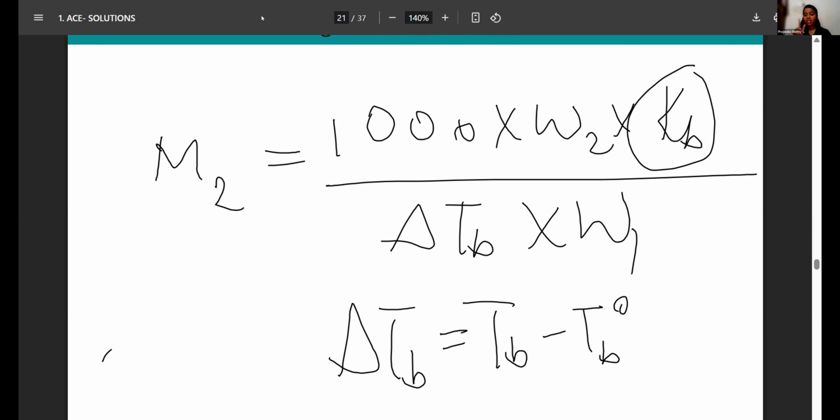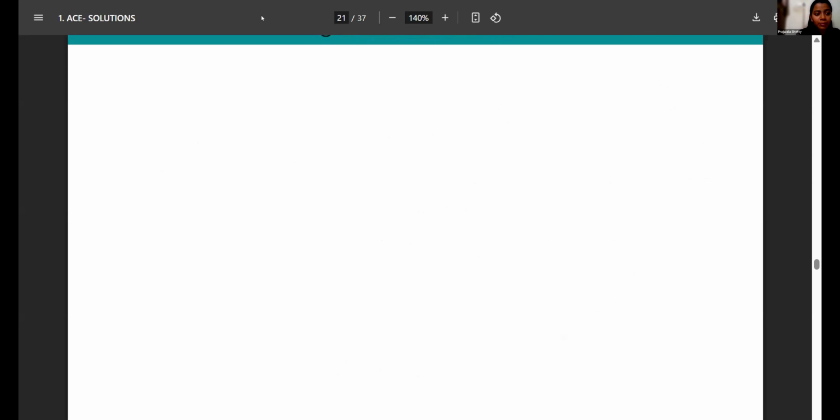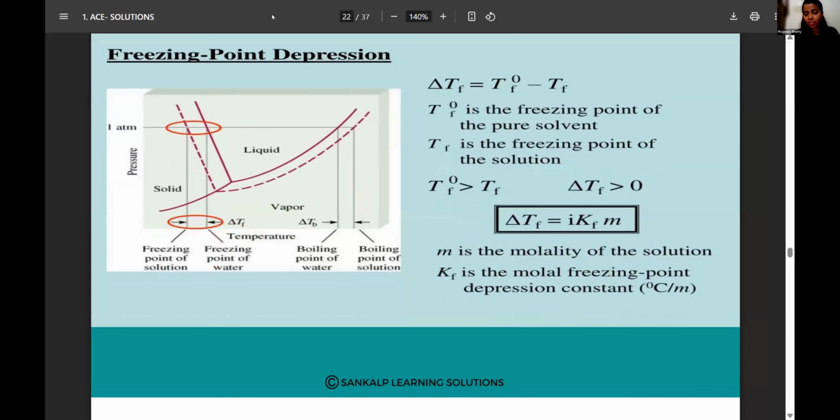Why I'm stressing this delta TB is because you further have the cryoscopic constant. Cryoscopic constant is again a different concept, in freezing point. I'll show you, and explain it so that you'll understand it properly. See, you have something called freezing point depression. How do you say it? Depression of freezing point.